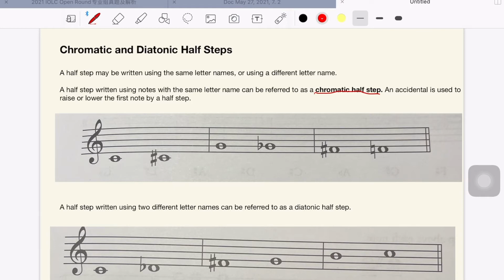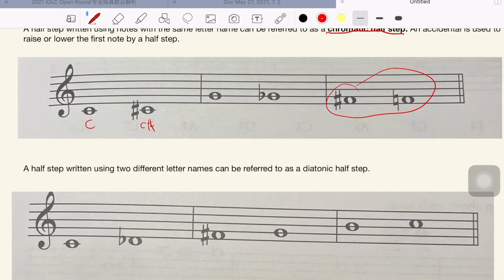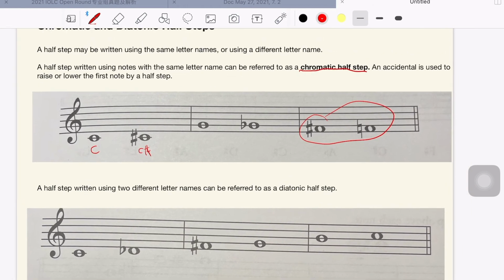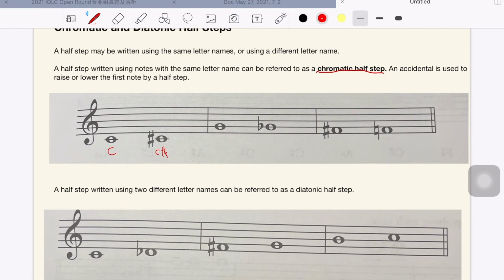So an accidental is used to raise or lower the first note by a half step. So here, for example, C and C sharp. We have to use the same letter names. So here it's both C, therefore it's a chromatic half step. And same here. The C sharp raises the C by a half step. And here we have an example of a natural sign that's canceling the sharp before it. So here it's F sharp, here it's F natural. That basically lowers F sharp by one half step. And this is called a chromatic half step because both use F.